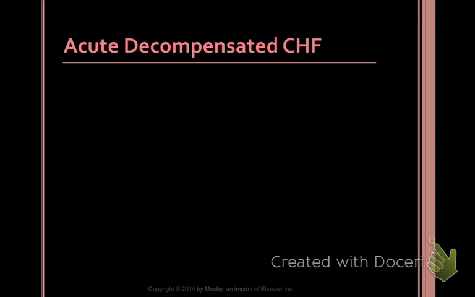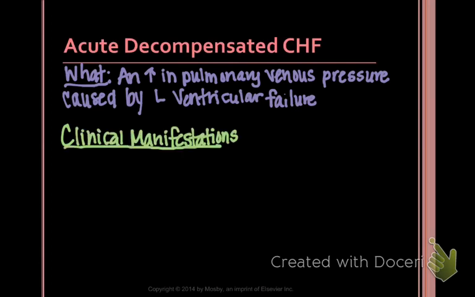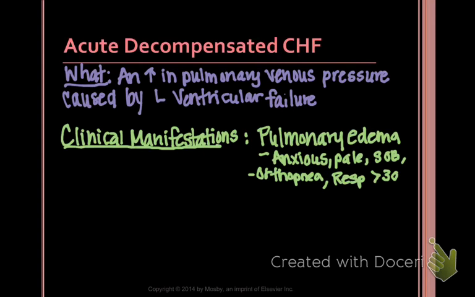And let's talk a little bit about acute decompensated heart failure. What is it? It's an increase in pulmonary venous pressure caused by left ventricular failure. And acute, what does acute mean? Acute just means it happens acutely. The heart's no longer compensating, or the compensating efforts are no longer sustaining. Think about it as like an exacerbation. So with this, you're going to see pulmonary edema. They're going to be anxious, pale, short of breath, with orthopnea and respirations greater than 30.